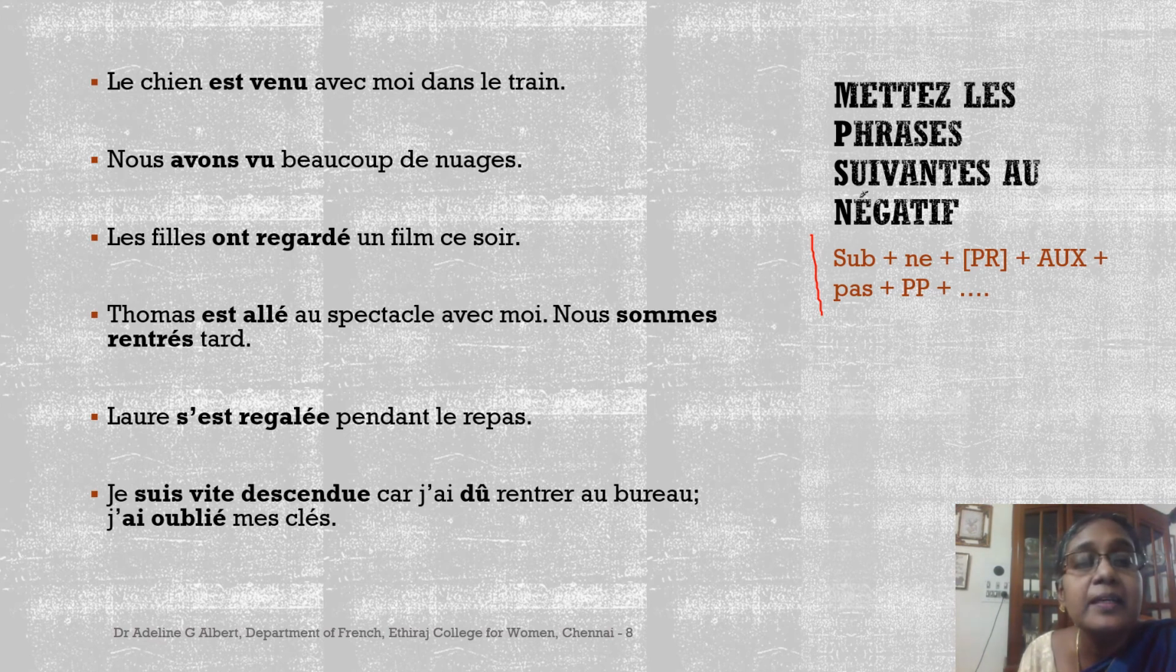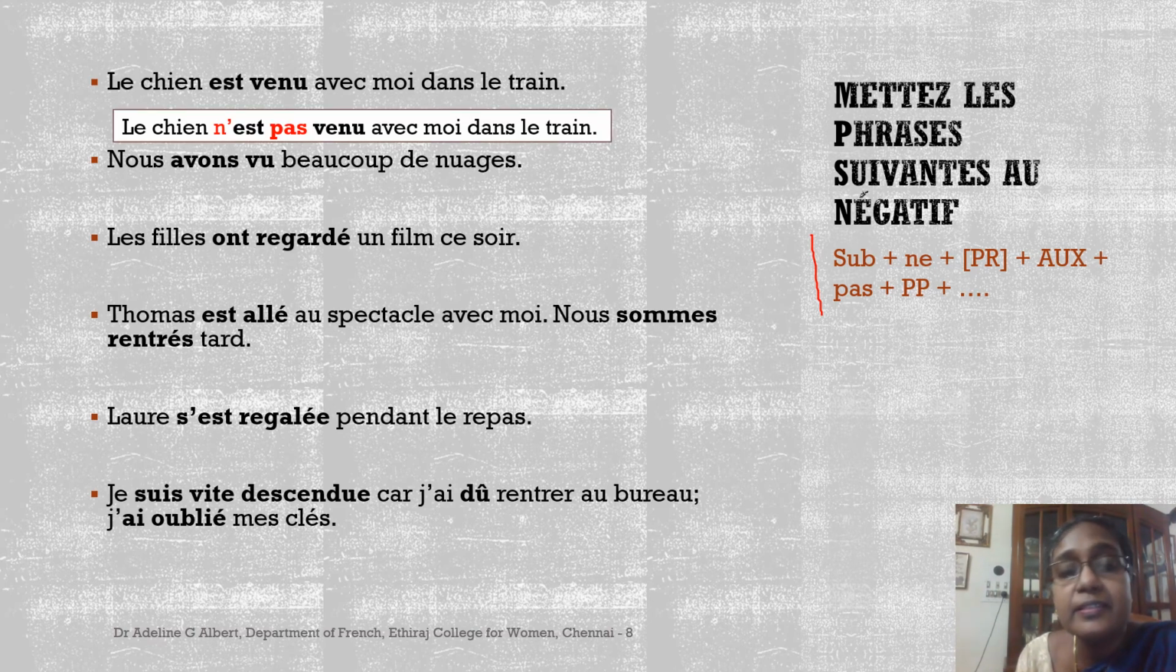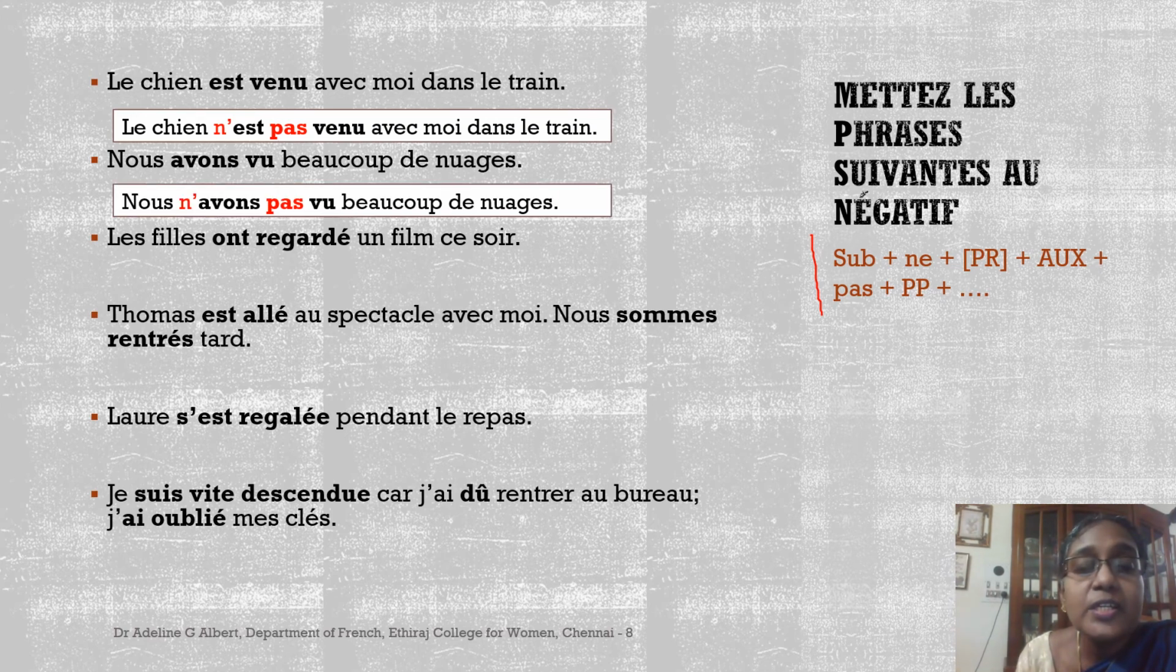So the first one is already in the Passé Composé. What changes is est, so this is my negative. Le chien n'est pas venu avec moi dans le train. Avons is your changing part. Nous n'avons pas vu beaucoup de nuages.